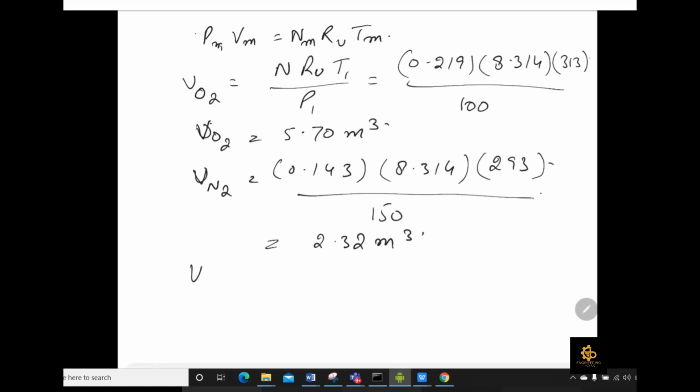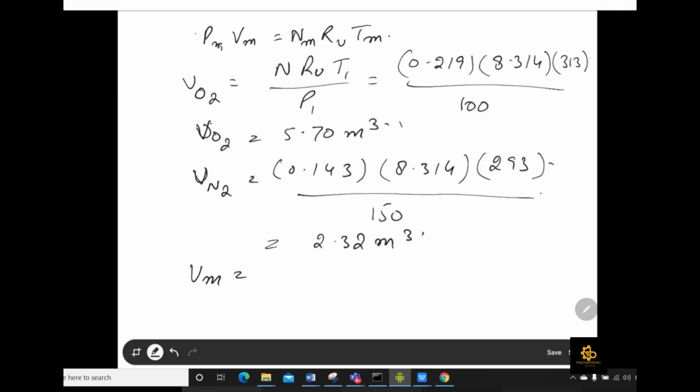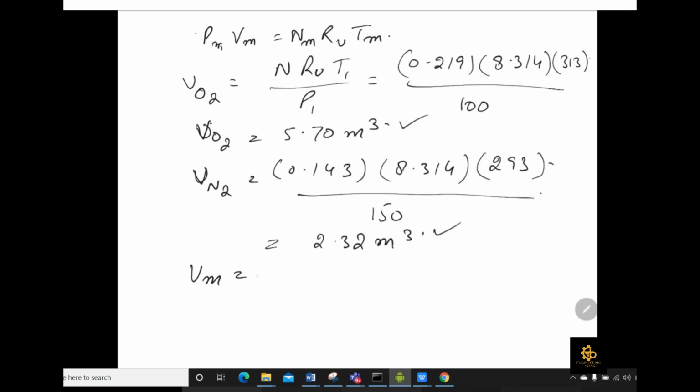From this you can easily find the volume of the mixture, which is equal to the addition of these two terms, 5.70 and 5.32, and you will get the volume of the mixture as 8.02 meter cube. So now Vm is known to us.